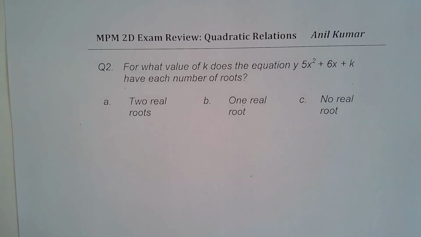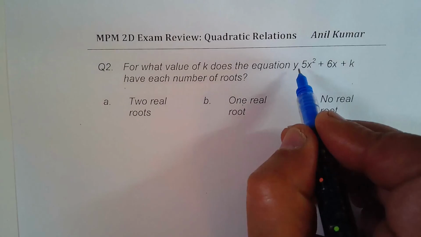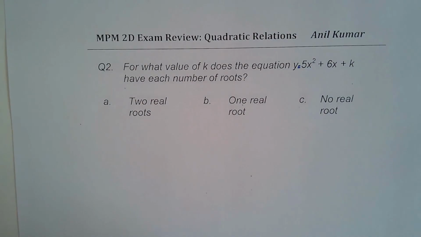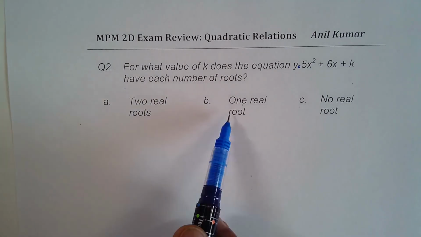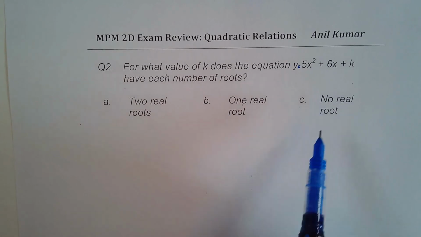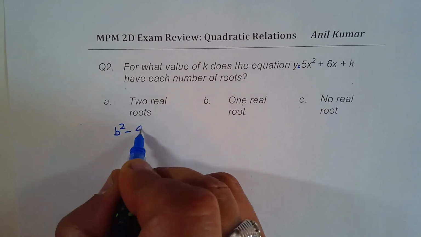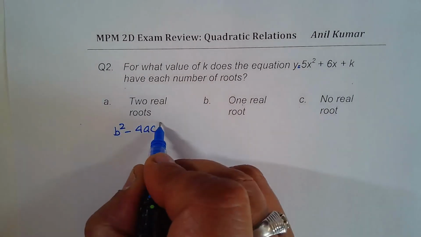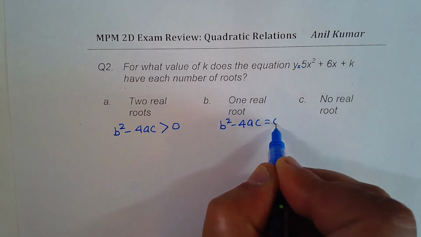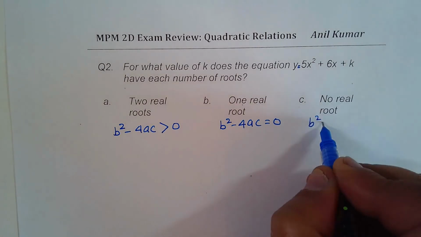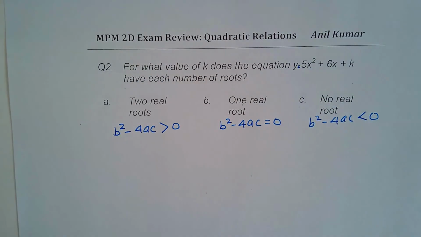Question number 2 is, for what value of k does the equation y equals 5x squared plus 6x plus k have each number of roots: 2 real roots, 1 real root, and no real root. Well, as you know, the condition for 2 real roots is b squared minus 4ac should be positive, greater than 0. The condition for 1 real root is b squared minus 4ac equal to 0. For no real root, b squared minus 4ac should be less than 0. Then we get only imaginary roots, right?